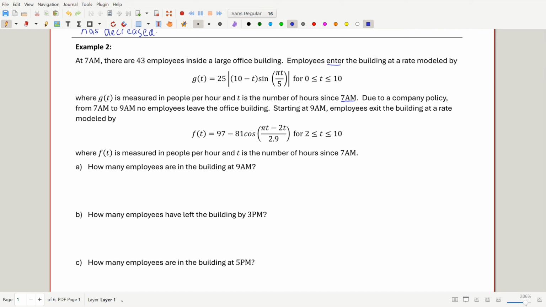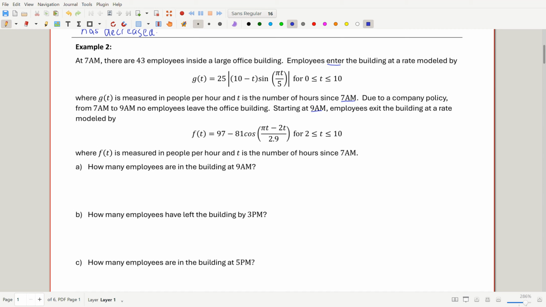Due to a company policy, from 7 a.m. to 9 a.m., nobody leaves the building. But starting at 9 a.m., employees leave the building at a rate modeled by this function, which again is totally something for a calculator active question. So you've got to read the questions carefully to see what you have to put into each problem. Letter A says, how many employees are there in the building at 9 a.m.?